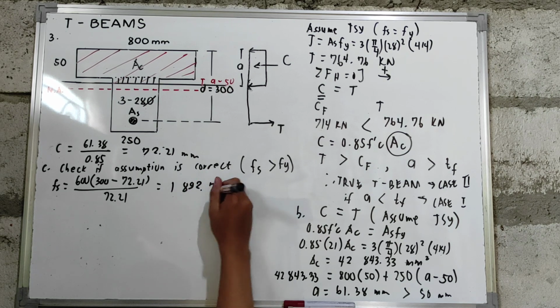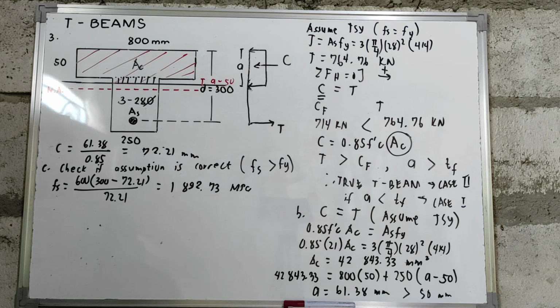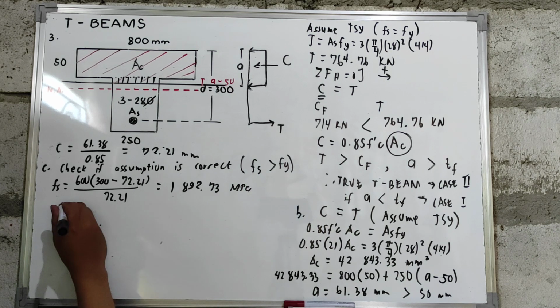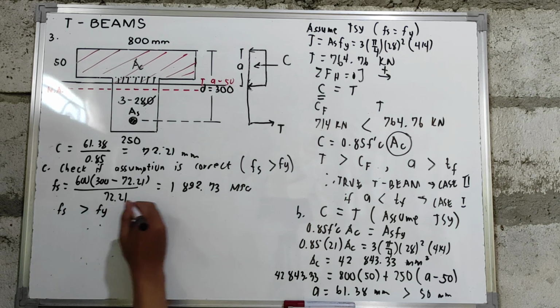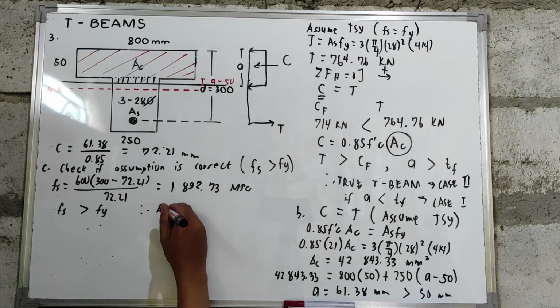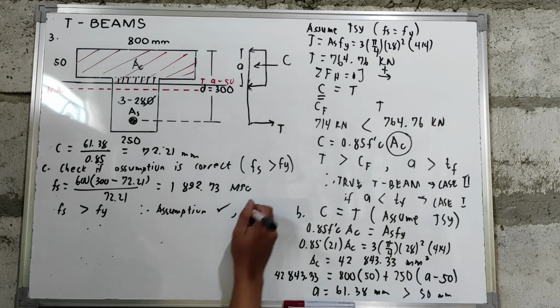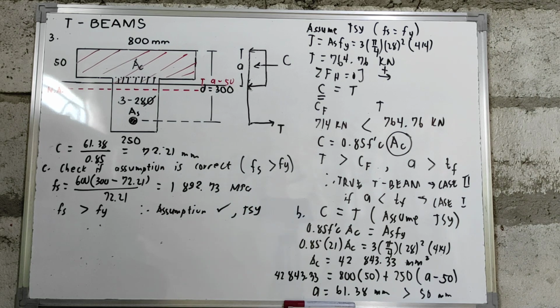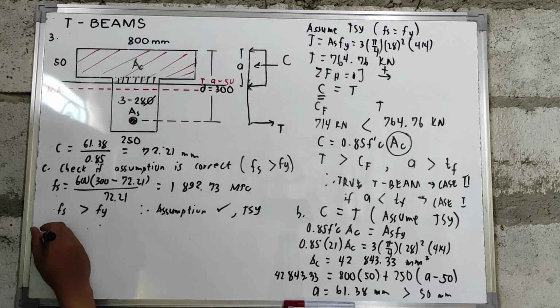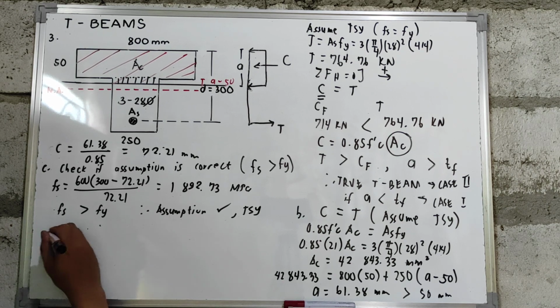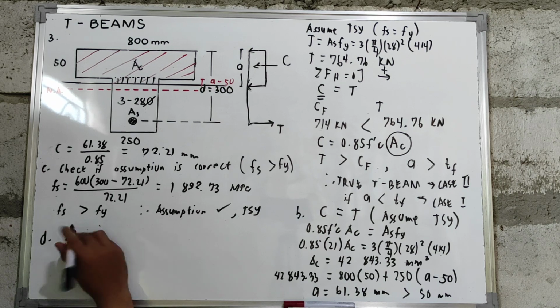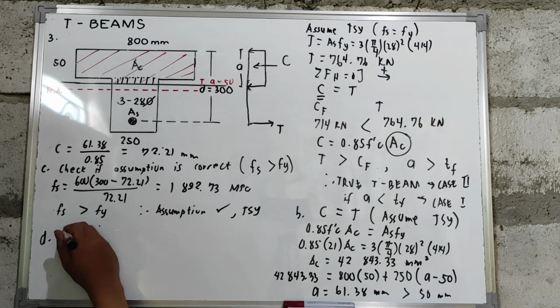1,892.73 megapascal. Wherein, fs is greater than fy. Therefore, assumption correct. Tension still yields. So next naman, hanapin na natin yung pinapahanap ng problem natin. So hanapin na natin yung value ng ultimate moment capacity natin.